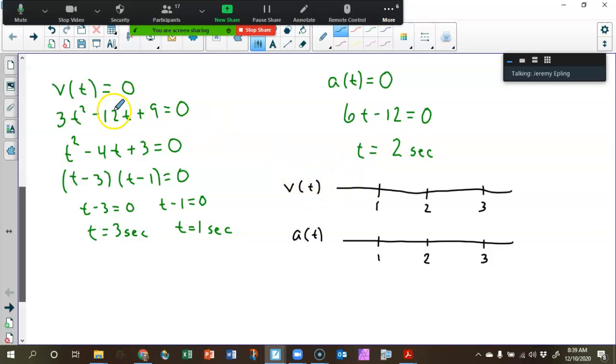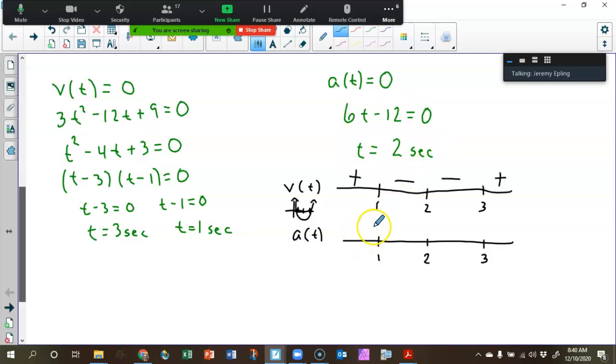You might plug some values into your velocity, like something smaller than 1, like 0. Well, I got +9. That's going to give me a positive. Or you might draw yourself a little sketch of velocity. It's just a quadratic, so graphing it is not really hard. And you can fill out the positives and negatives. Anything between 1 and 2 seconds, I have velocities that are negative. They're below the x-axis. Anything bigger than 3, I have velocities that are positive.